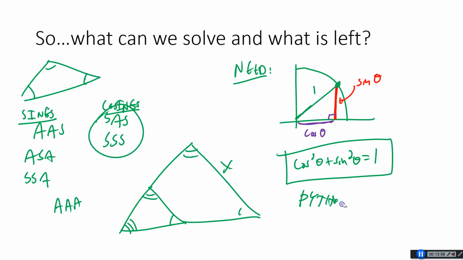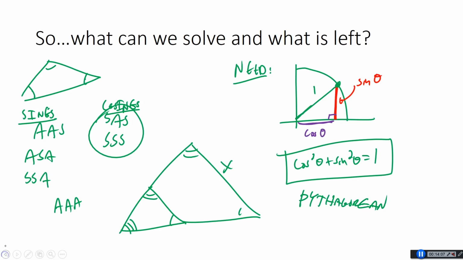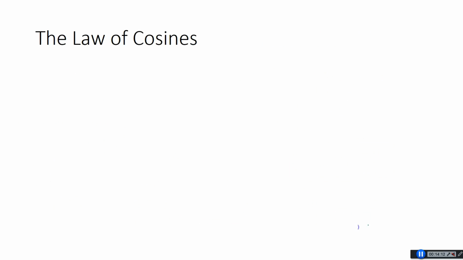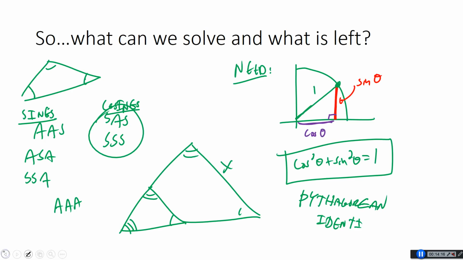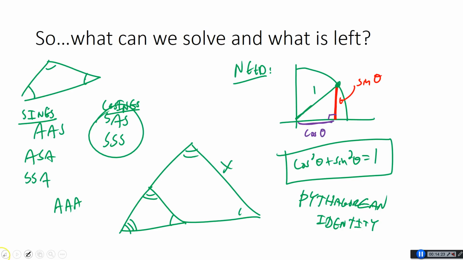Okay, it's not the Pythagorean theorem, it's the Pythagorean identity, it's called. The Pythagorean identity only has to do with this idea of using sines and cosines. Okay, so the Pythagorean identity is sine squared plus cosine squared equals 1. That's all there is to it. Okay, now let's move on.